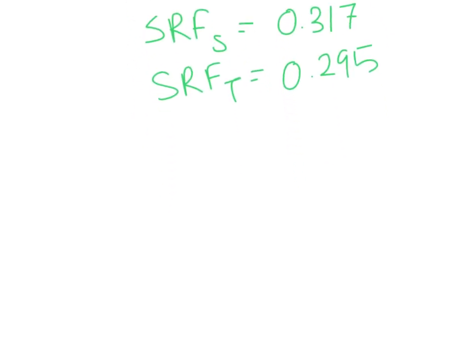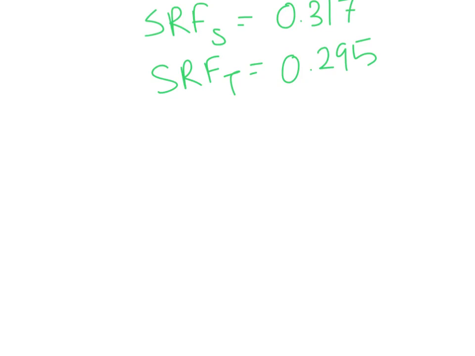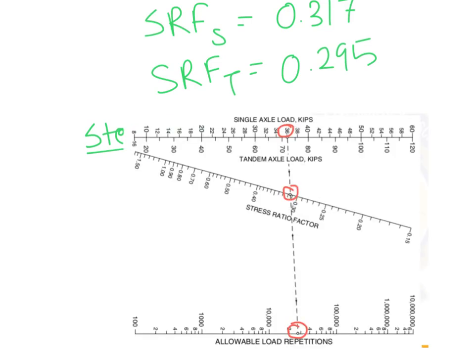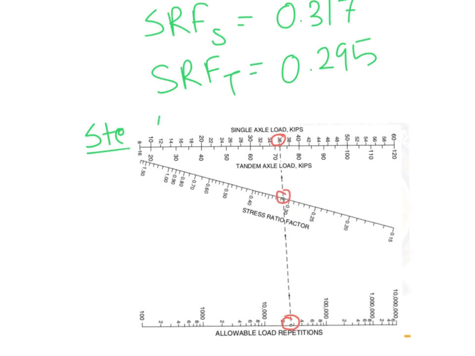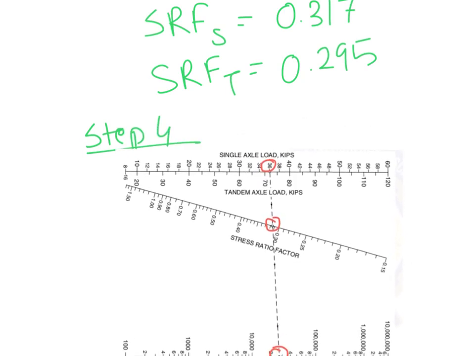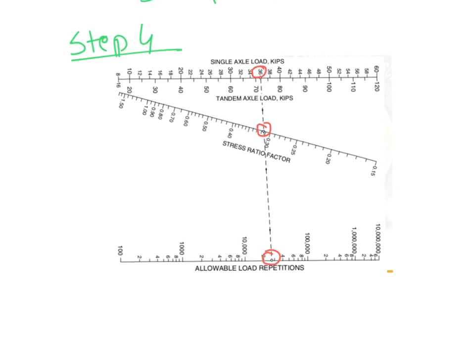After calculating this stress ratio factor, we move to the next step, that is step 4, that is calculation of allowable number of repetitions. That you will do by using a nomogram. So you need to use this nomogram in order to calculate the allowable number of repetitions.